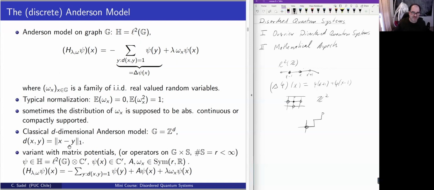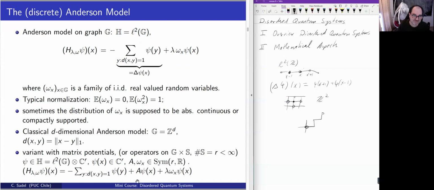Okay, and well, you can have some variant with matrix potentials. So you take the tensor product with C^R, right? And then this psi of x is vector valued, and then this potential here has to be matrix valued. Yeah, some symmetric R by R matrix.